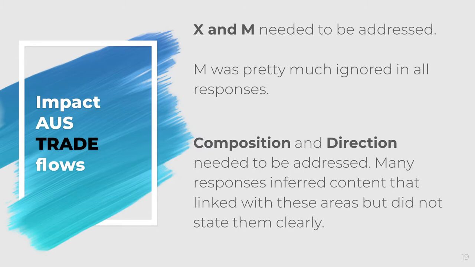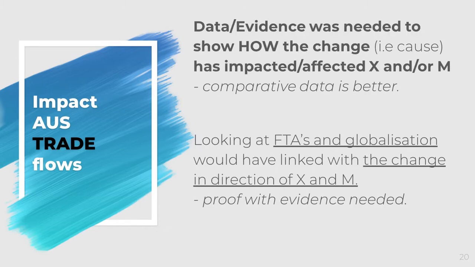You really needed to make clear this idea of imports and our importation of consumer goods and intermediate goods, and why Australia imports them, and how one or multiple of those changes would impact that. So, data and evidence was definitely needed to show how the change has impacted X and/or M. So again, comparative data is always better: before the change, after the change, something over time, etc.